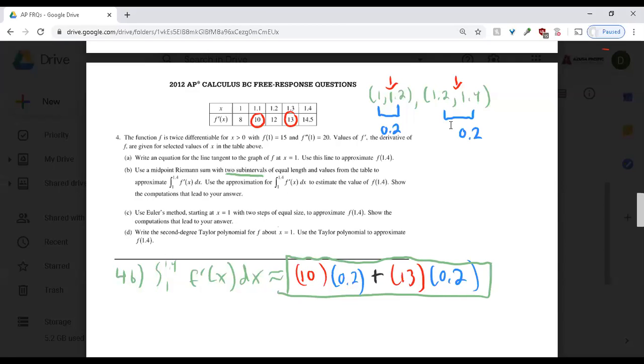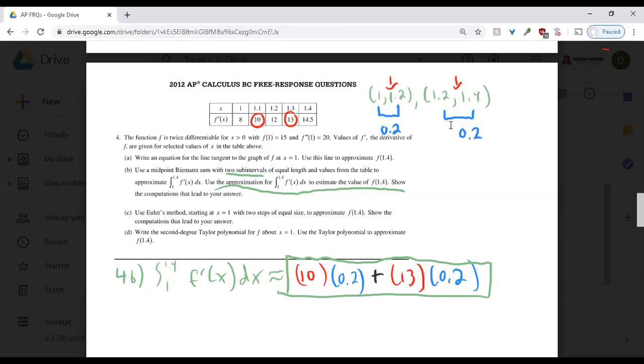Let's reread the problem. So there's a second part of the problem. That's why it's so important to go back and reread the question. Those are good uses of your seconds. Rereading the question is very, very important because it's easy to miss something. So use this approximation now to estimate the value of f of 1.4.